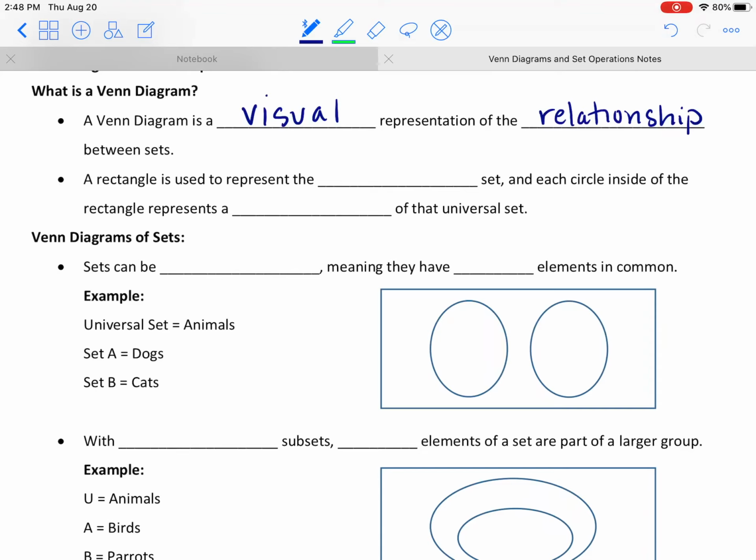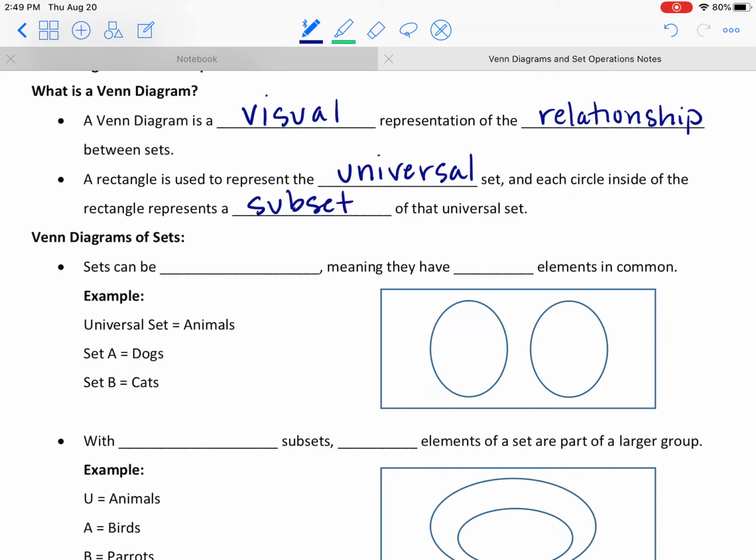Now, in the Venn diagram, we have a rectangle around the circles, and the rectangle is used to represent our universal set. So it's used to sort of contain everything that we're talking about for that particular picture. And then each circle inside of the rectangle represents a subset of that universal set. Okay? So, for example, let's say that our universal set is animals. So we build this rectangle just to enclose all of the animals that exist in the world.